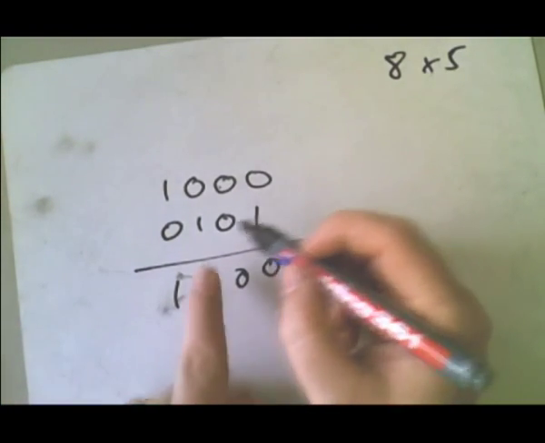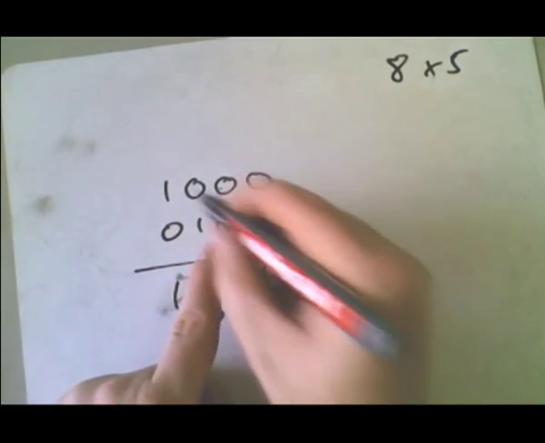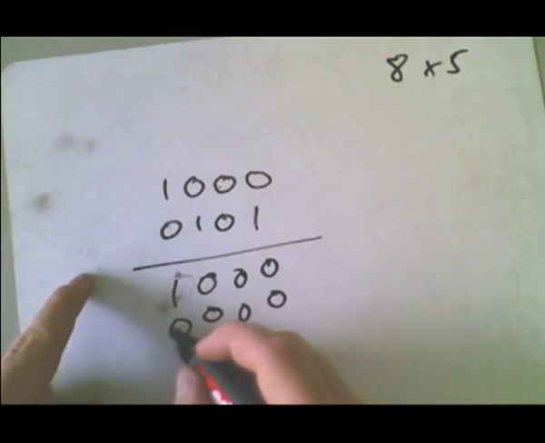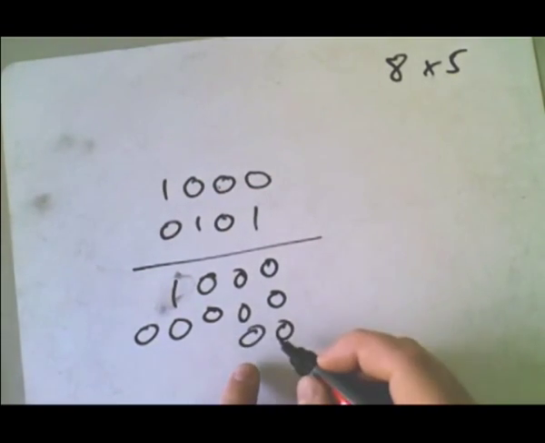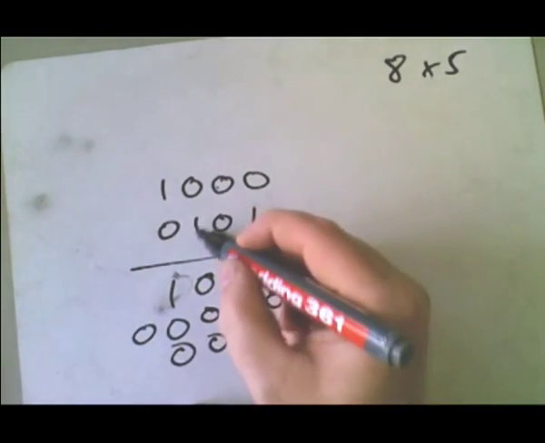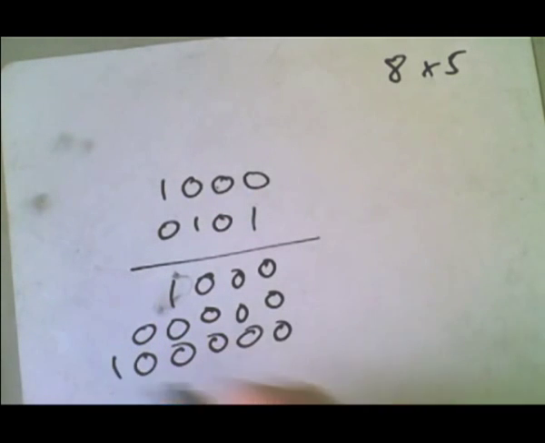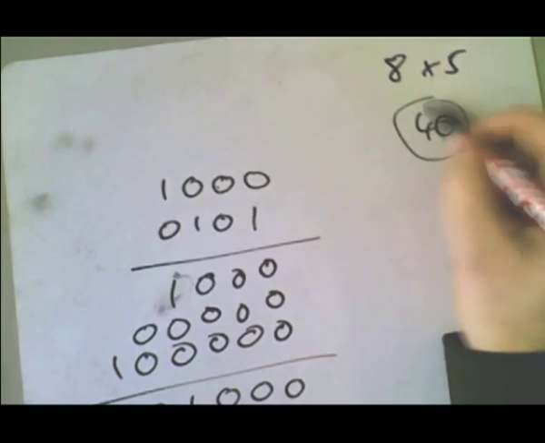Right? And then the next one, you put down a 0, 0 times 0, 0 times 0, 0 times 0, 0 times 1 is 0. And then you put down 2 zeros, 1 times 0, 1 times 0, 1 times 0, 1 times 1. Add them up. And we've got 32 and an 8, which is 40. And 8 times 5 is 40.